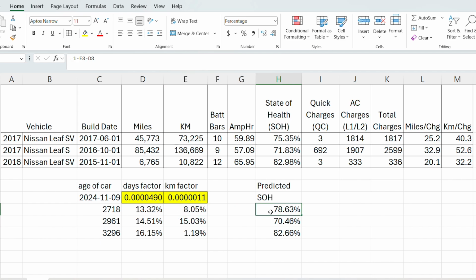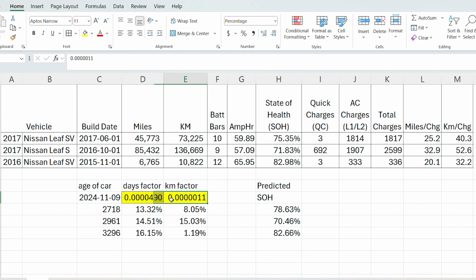And essentially what we've got, when you look at this formula, we started with 100%, so I'm saying we started with one. Then we subtract E8, which is this one, 8.05, and then we subtract 13.32. So that formula gives us an estimated 78% state of health. And LeafSpy says 75, so we're in the range.